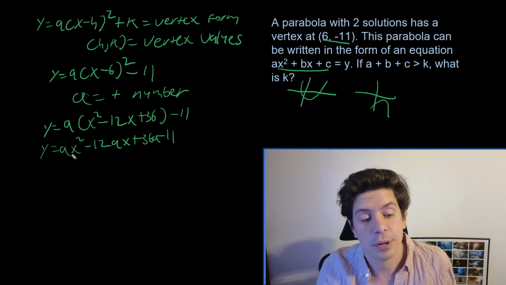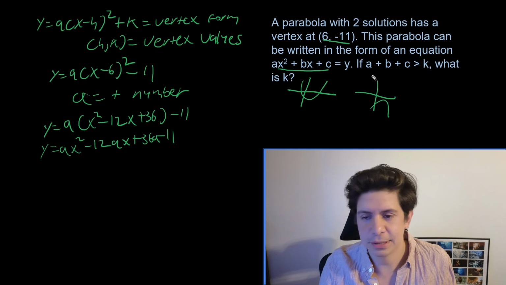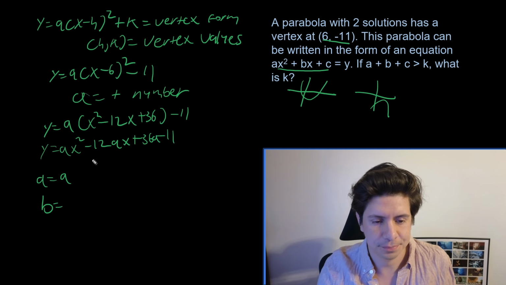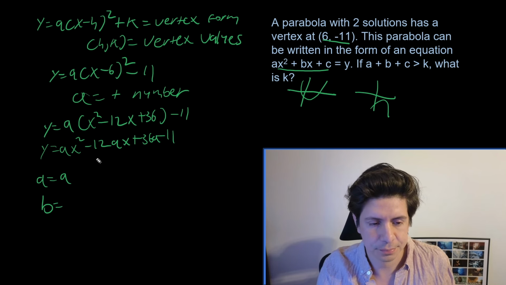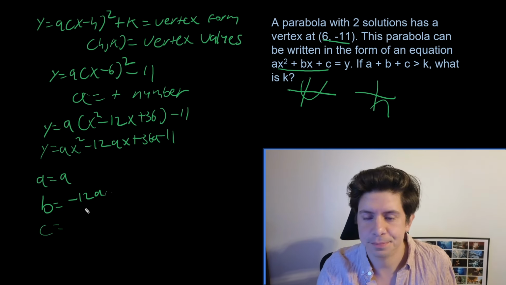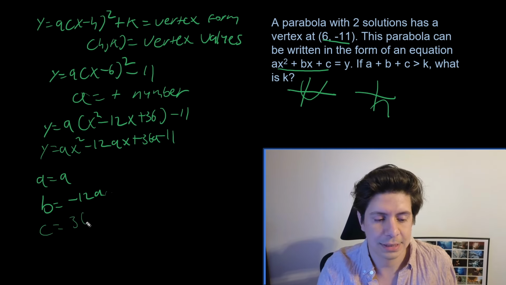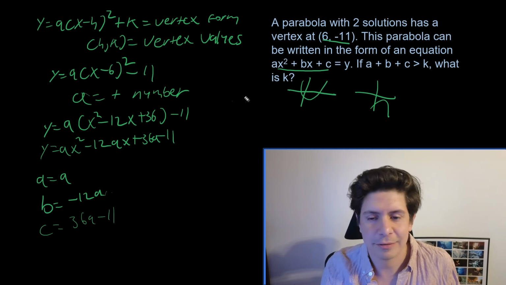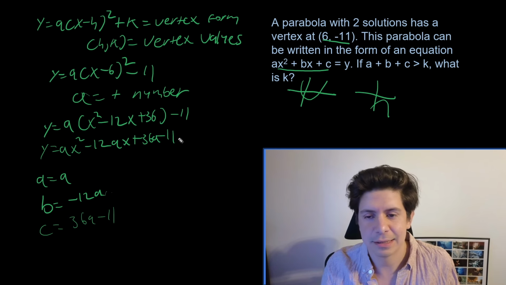Okay, so what we have here, a plus b plus c: a equals a, b is going to equal negative 12a. And then c is going to equal 36a minus 11, right? Because a is the value attached to x squared, b is the value attached to x, and c is the value that isn't attached. So those are those two together.